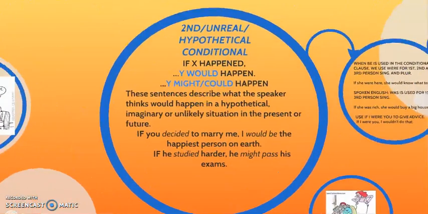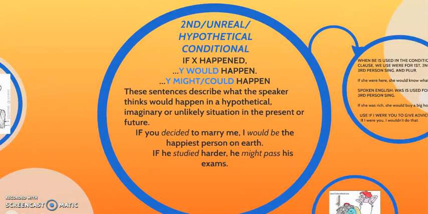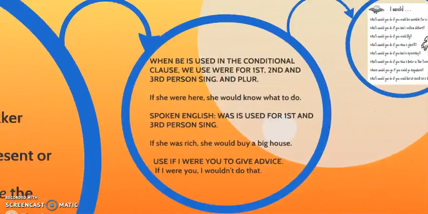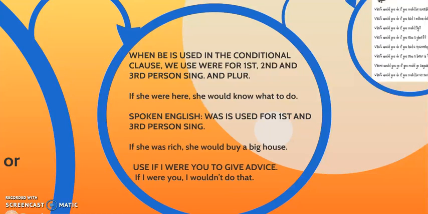Right. Let's move on to the second type of conditional sentences. These will take past simple in the if clause, would in the main clause, but you could also use might or could to express that possibility. They describe what the speaker thinks would happen in a hypothetical or unlikely situation in the present or the future, as in the examples. Now, take a look at this example. Beautiful, right?